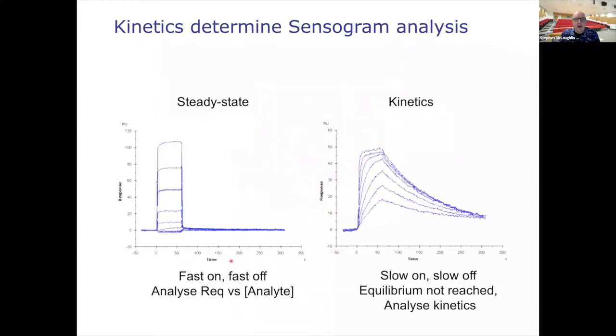Okay, so this is the kind of data that you might get at the extremes: fast on, fast off, and then slower on, slower off. In slower on, slower off, you're not going to reach an equilibrium position where it's flattening off, so you're going to need to look at the individual kinetics. While in fast on, fast off, the response time of the instrument isn't fast enough to look at the kinetics, so you're going to have to look at the equilibrium position.